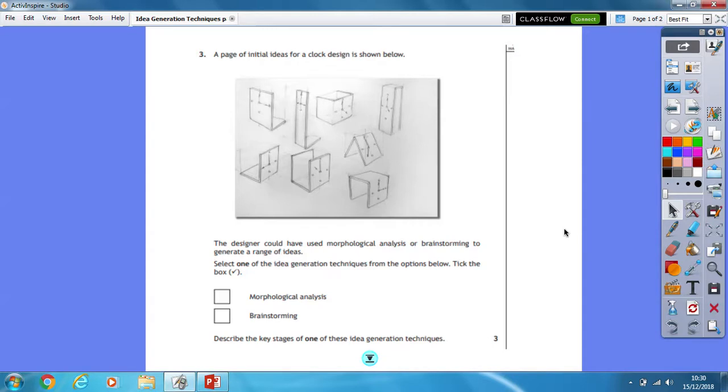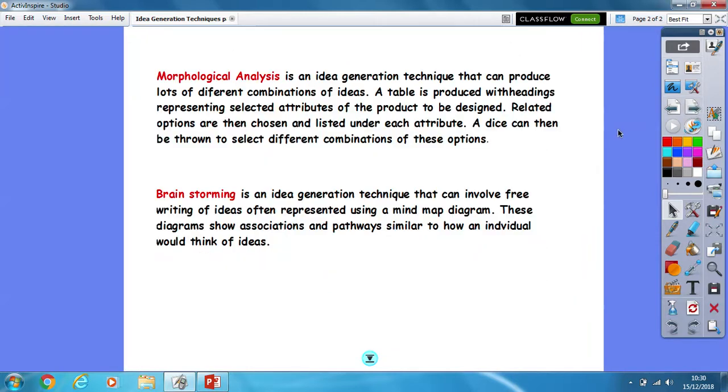So here's a typical question that you get in your exam. It says, a page of initial ideas for a clock design is shown below. The designer could have used morphological analysis or brainstorming to generate a range of ideas. Select one of the idea generation techniques from the options below, tick the box, and describe the key stages of one of these idea generation techniques. So let's have a look at some good answers to this question.